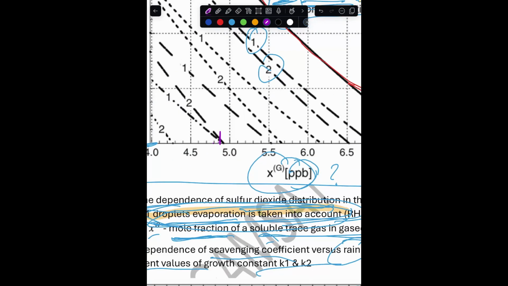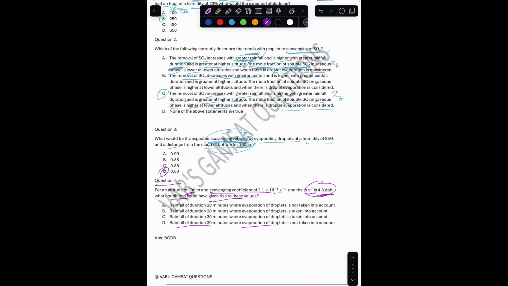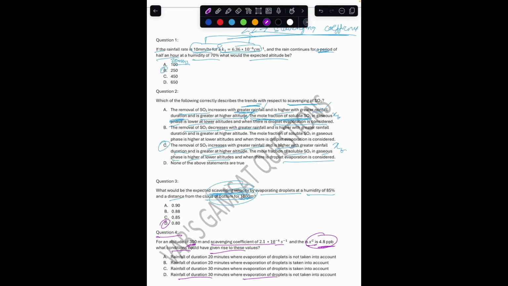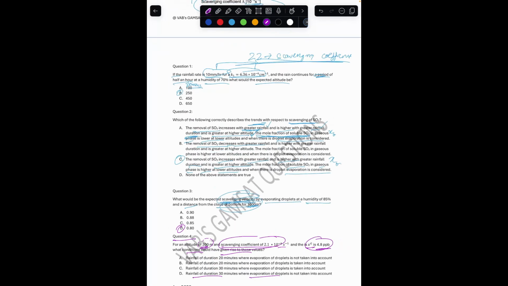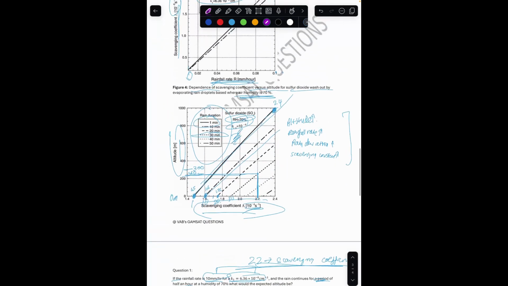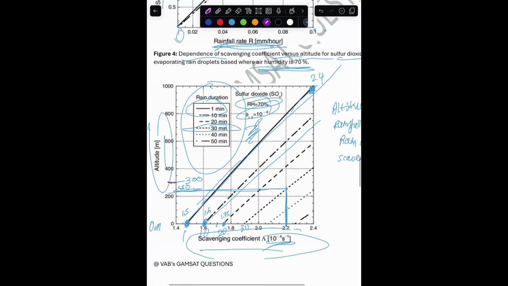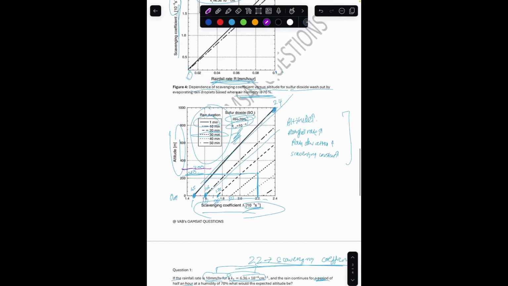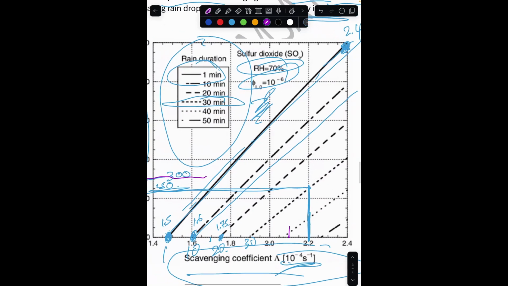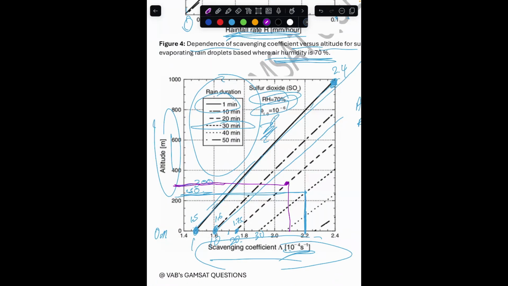So xg is 4.8, they've said. 4.6, 4.7, 4.8, so something around here. Anyway, so that's there, 4.8. And then if you look at the next bit, we've got altitude of 300 meters, scavenging coefficient of that. We need to go to altitude and scavenging coefficient. This is a good graph for that. So altitude of 300, and what did they say? Scavenging coefficient of 2.1 times 10 to the negative 4? Yeah, so that is here.